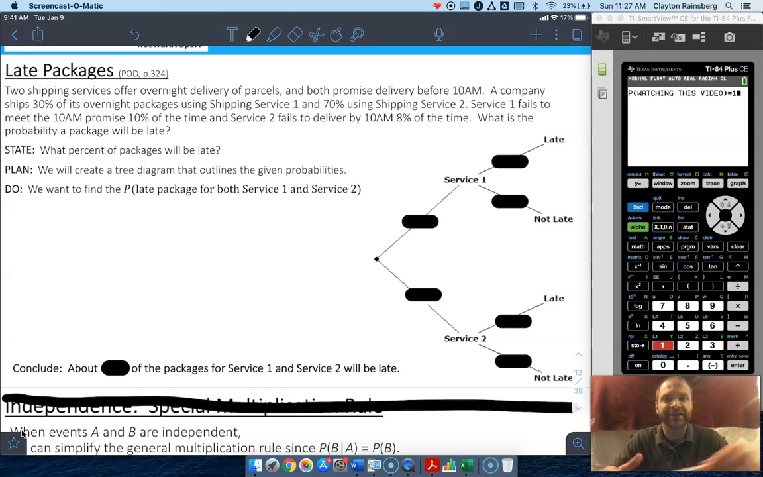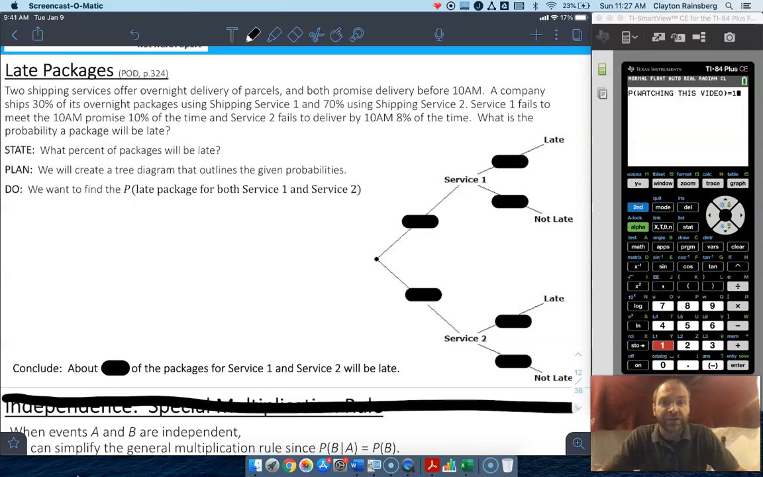So I'm looking at this as a state, plan, do, conclude, that 4-step process. We're going to start to see that pop up more and more. State: we're trying to figure out what percent of packages will be late. That's what the problem is asking us. It's not specifying which service, it's saying what percent of packages will be late. So we're going to plan, and we're going to create a tree diagram. You can see that right there.